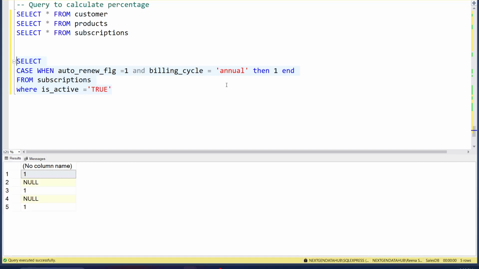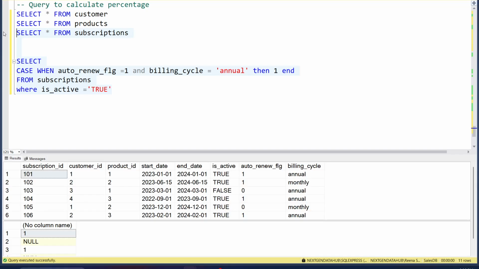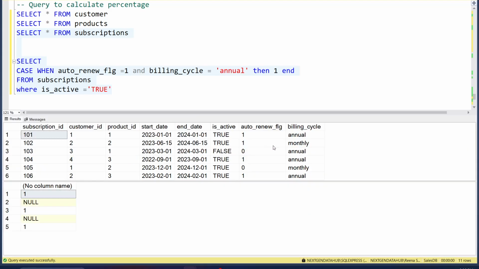Okay, so you can see here, let's run these two queries together and take a look at this side by side. You can see here, we had 1, 2, 3, 4, 5 where the subscriptions were active, and out of those 5, how many had both auto renew flag equal to 1 and billing cycle equal to annual? So we have 1, 2, 3. So now we need to count the percentage.